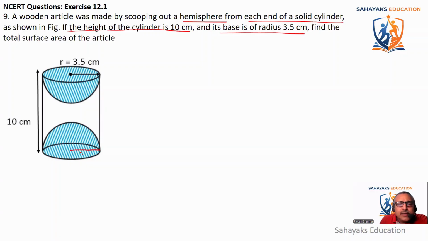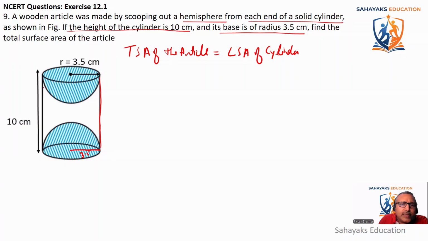Here also it is 3.5. Find the total surface area of the article. You have to find the total surface area. So what is the total surface area of the article equal to? It is the lateral surface area of the cylinder, because this complete part is the lateral surface area, plus 2 times the curved surface area of the hemisphere.